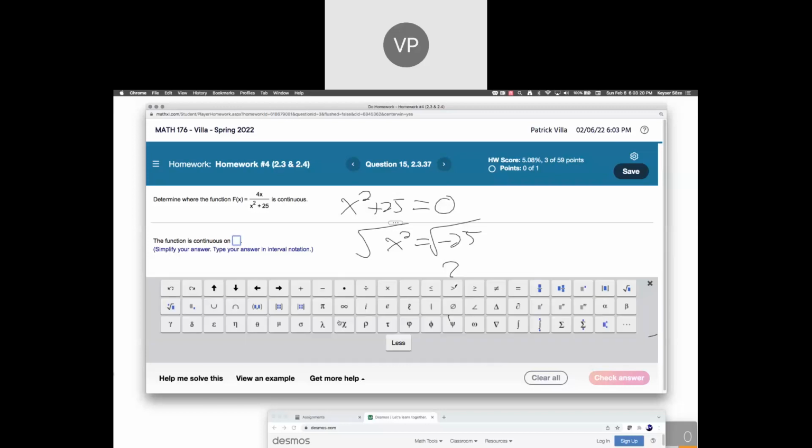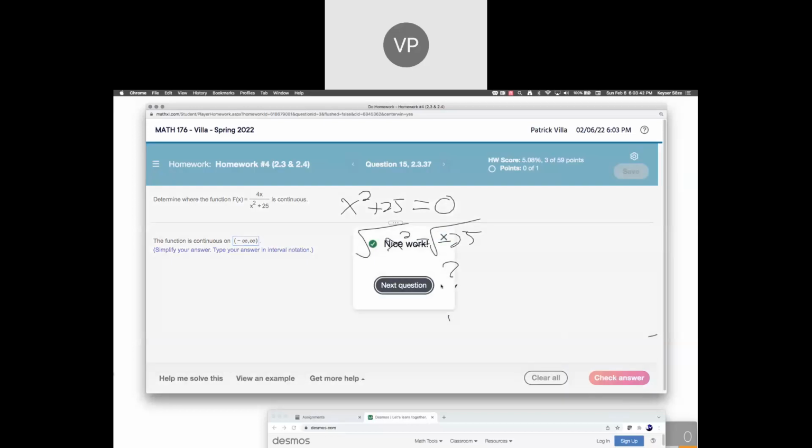So to find my parenthesis, it's my negative infinity here. There it is. Negative infinity to positive infinity, and there's our answer.